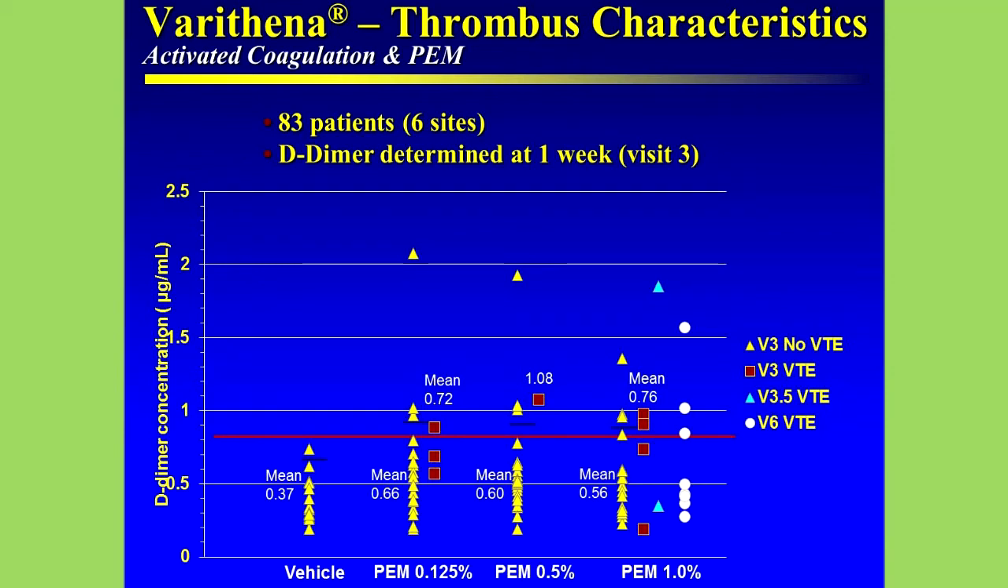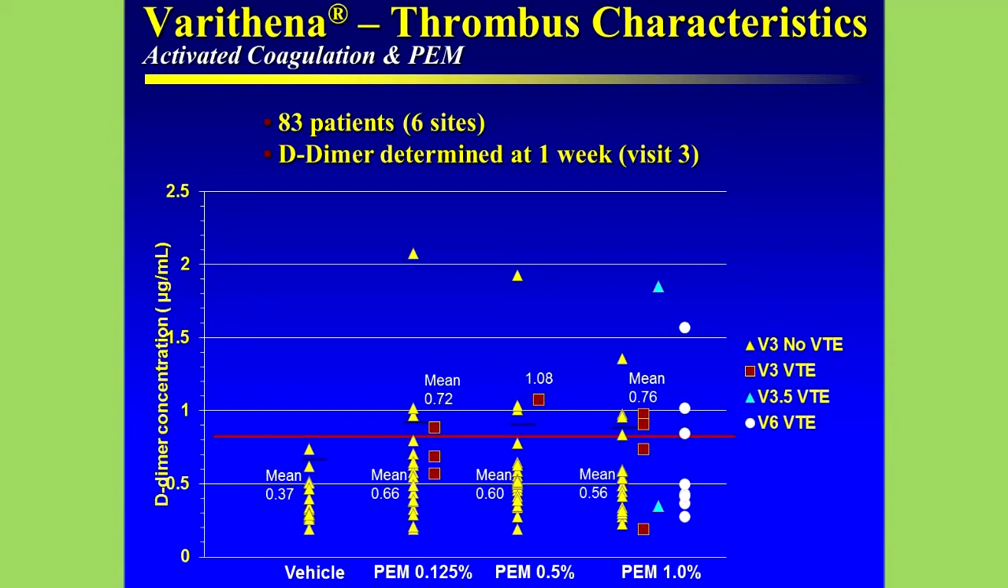The subset of the patients in the Varithena trial had D-dimer measurements determined at 1 week to measure the degree of activated coagulation. Patients who didn't develop a VTE are shown in the yellow triangles, and those that did in the red squares, the green triangles, and the white circles depending on which particular trial there was, and you can see there's virtually no difference in activated coagulation between those patients who developed the venous thromboembolism and those who didn't. And if you look at the levels, the D-dimer levels are very low. In the vast majority of patients, they're less than 100 micrograms per mil, or 1 microgram per mil.